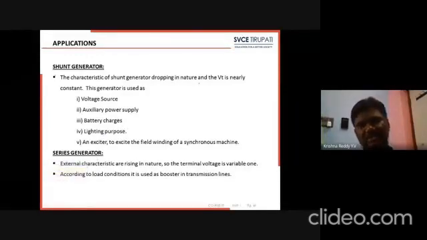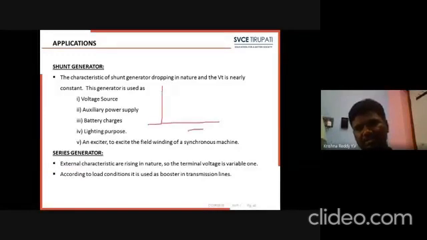Up to now, we have studied the characteristics of DC generators. In a separately excited generator, before applying the load we have the rated voltage of 220. But when you apply the load, the voltage decreases due to armature reaction and then armature resistance. This one represents the no load characteristics, this one the internal characteristics, and this one the external characteristics.